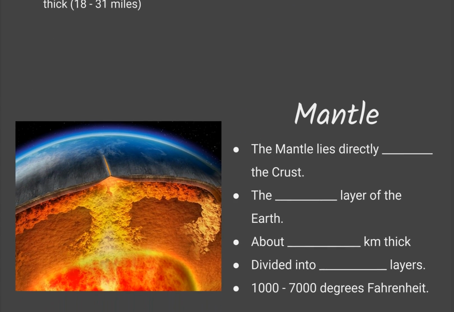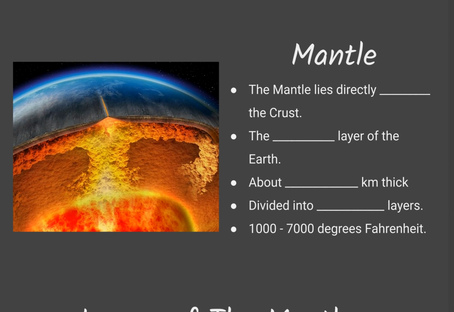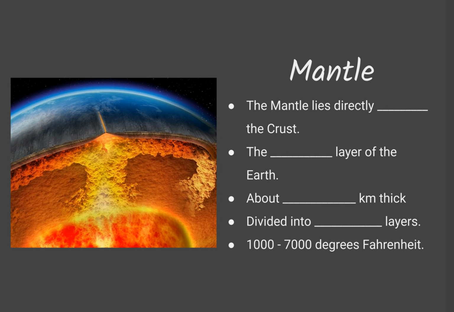Moving down from the crust, we'll reach the mantle. The mantle lies directly beneath the crust. It is the thickest layer of the Earth, and it is about 2,900 kilometers thick. And then the mantle is divided into 3 separate layers.